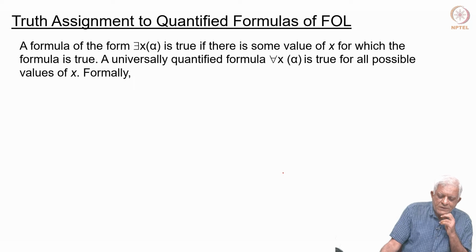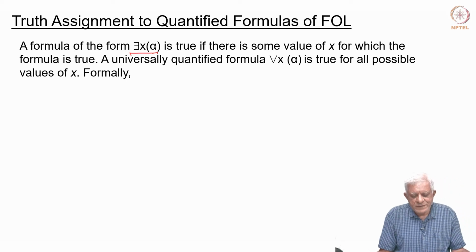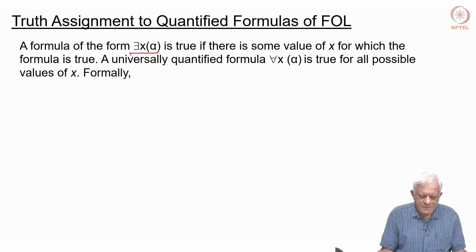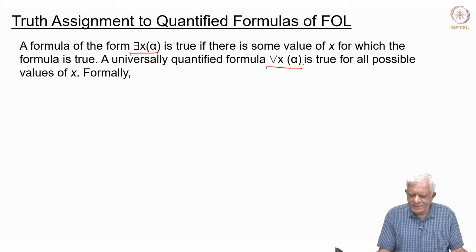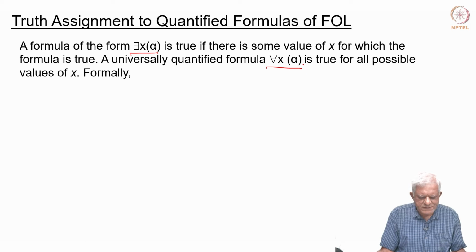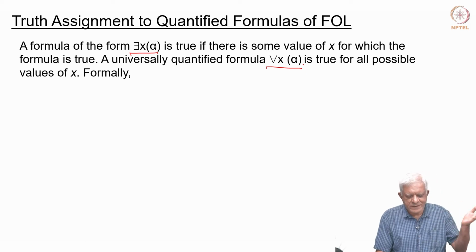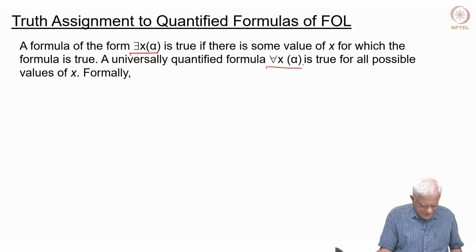So, a formula of the form there exists x alpha is true if there is some value of x for which the formula alpha becomes true essentially. In a similar fashion, a universally quantified formula for all x alpha, which says for all x this formula alpha must be true, is true if it is true for any x that you choose. That is the meaning of for all men are mortal: you give me any man and that man will turn out to be mortal.